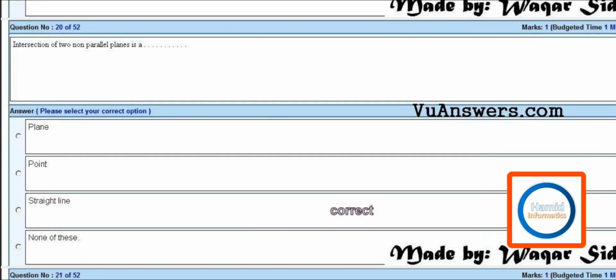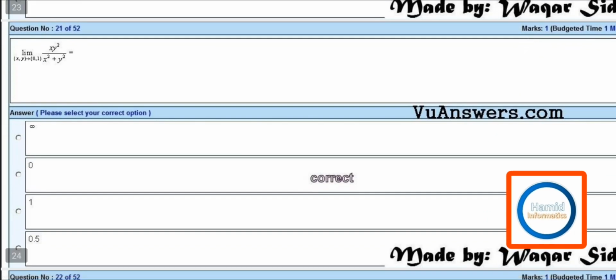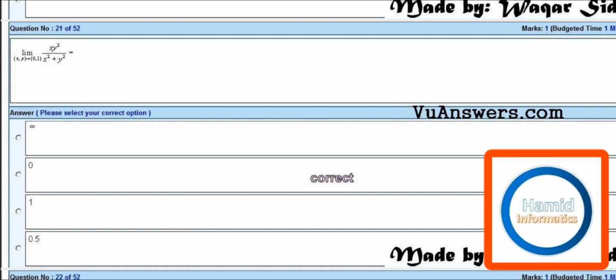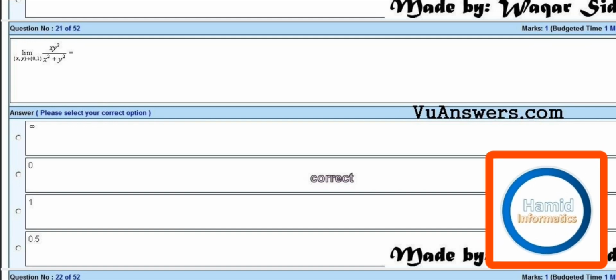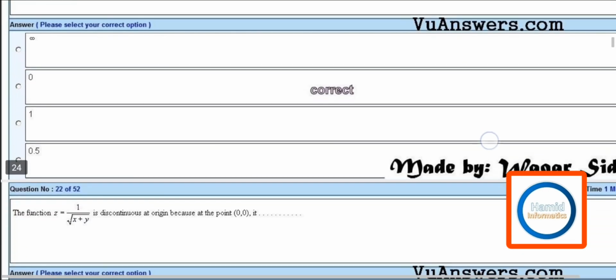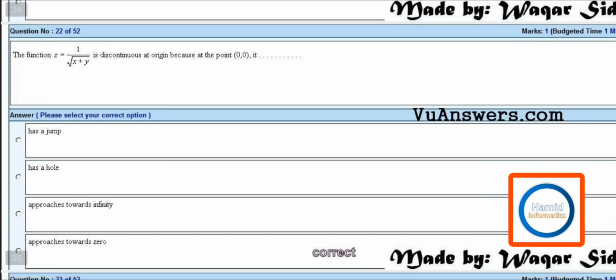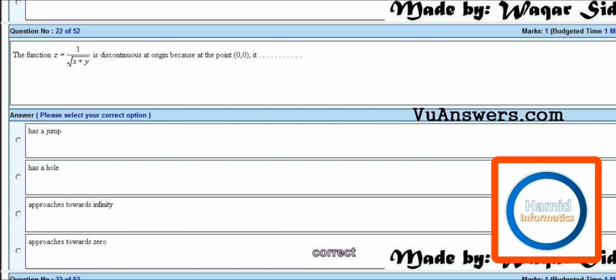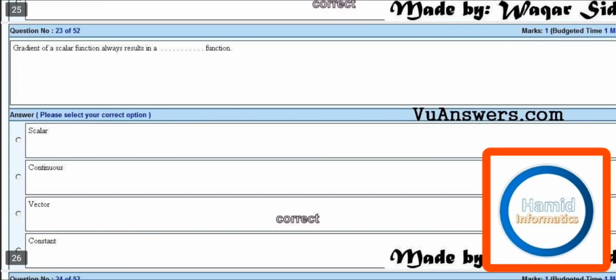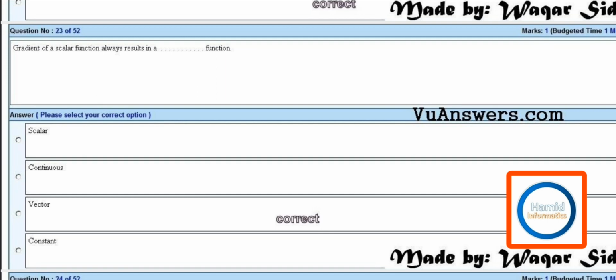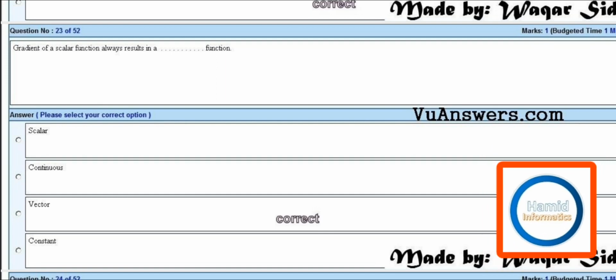Intersection of two non-parallel planes is a straight line. Limit as (x, y) approaches (0, 1) of xy square divided by x square plus y is equal to 0. Next one is, the function z is equal to 1 over under root x plus y is discontinuous at origin because at the point (0, 0) it approaches towards infinity. Gradient of a scalar function always results in a dash function vector.